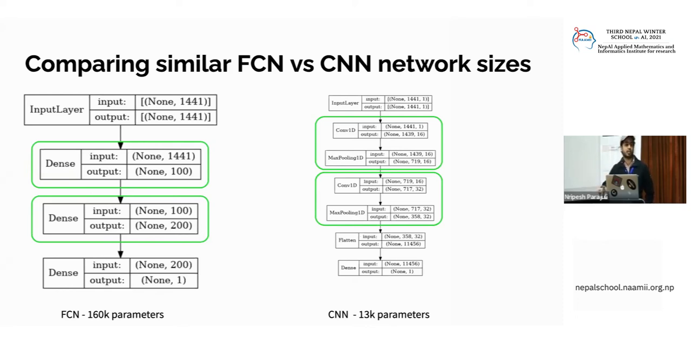But this flattening operator doesn't need any parameters. It's just a reshaping, so you don't need to calculate derivatives here. You just reshape the derivatives too, and then go back to the previous layer. I think something like that happens. I haven't looked into the detail, but I'm pretty sure.